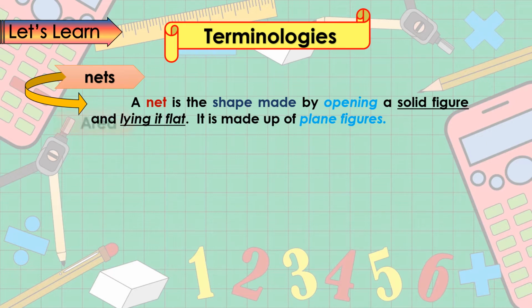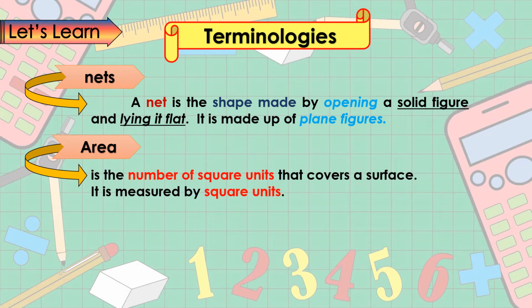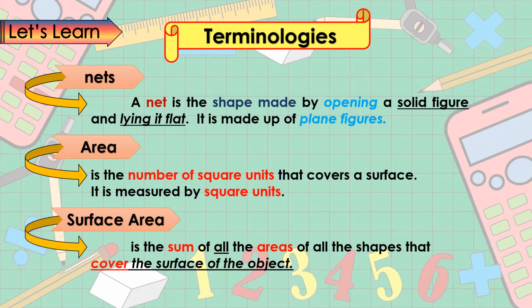Next, we also have the area, which was discussed last time in our discussion on week 6. When we say area, it is the number of square units that covers a surface. It is measured by square units. And for the last terminology, we have the surface area. When we say surface area, it is the sum of all the areas of all the shapes that cover the surface of the object. So I hope you keep this in mind because this is very useful as our discussion goes through.